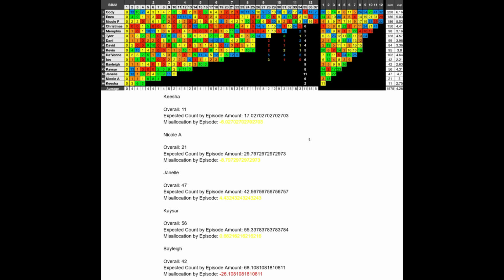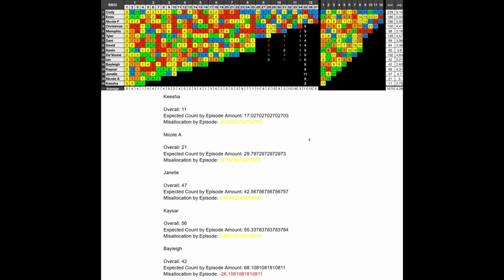Keisha got 11 diary rooms throughout the season, and her expected count by episode amount is 17.02. This causes her to have a negative 6.02 misallocation amount, so she's still in the evenly distributed range. Nicole A got 21 diary rooms, and her expected count by episode amount is 29.79, causing her to have a negative 8.79 misallocation, causing her to barely be in the evenly distributed range, so leaning negative.